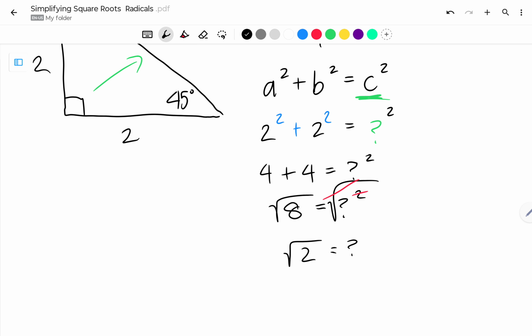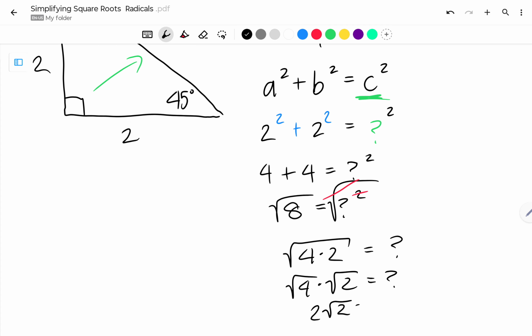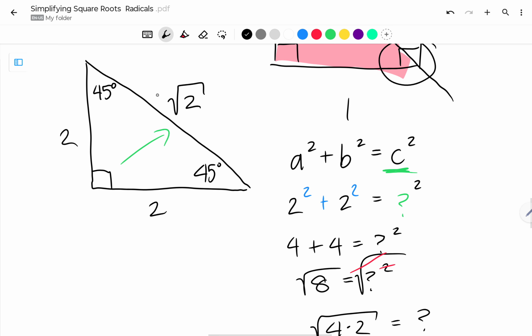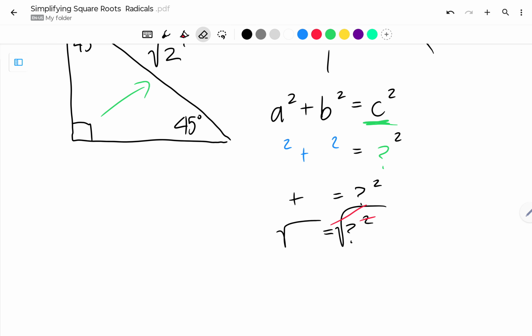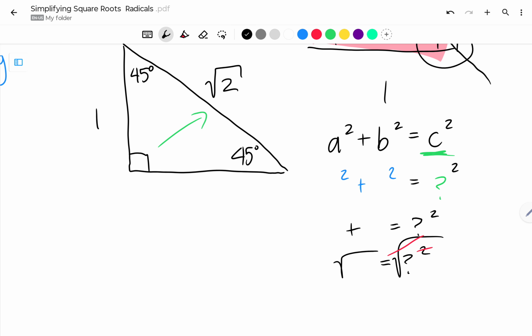And then what happens? How can you simplify square root of 8? You can split up square root of 8 as square root of 4 times 2, and then square root of 4 times square root of 2, which turns into 2 square root 2. So then that means the 2 should be in front there. So this is one way of seeing those formulas come to life. Does that make sense? I just gave you one example, but that's kind of where this formula comes from.